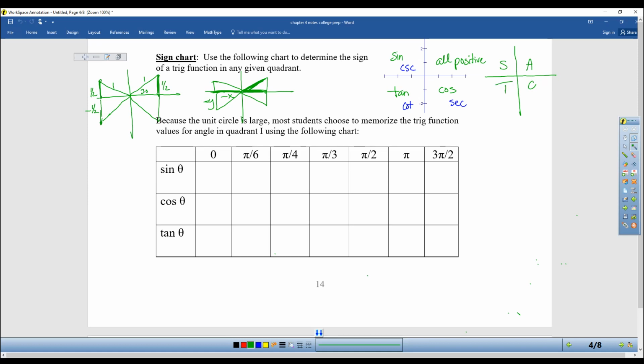Interestingly, a lot of teachers throughout the country will call this "All Students Take Calculus," or I've heard "All Students Talk Constantly" as a little mnemonic device. I never really liked either of them, so I asked my classes years ago to think of a good one. And a young man named Corey Hess, whose younger sister Julia Hess is in our class this year, came up with a great mnemonic.